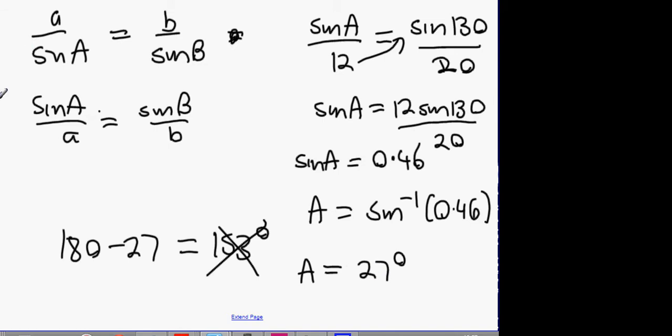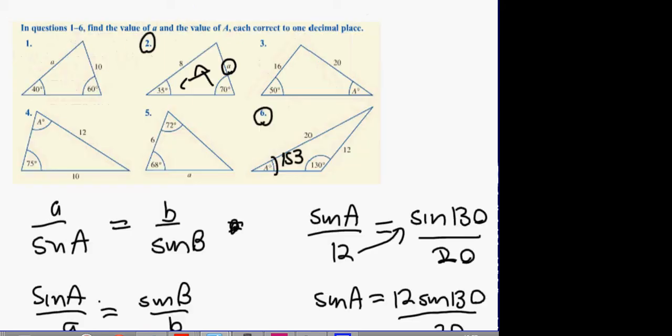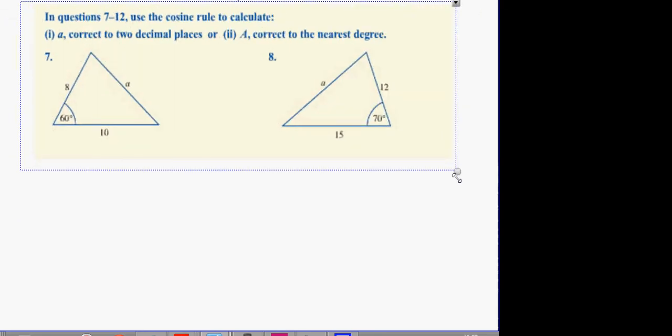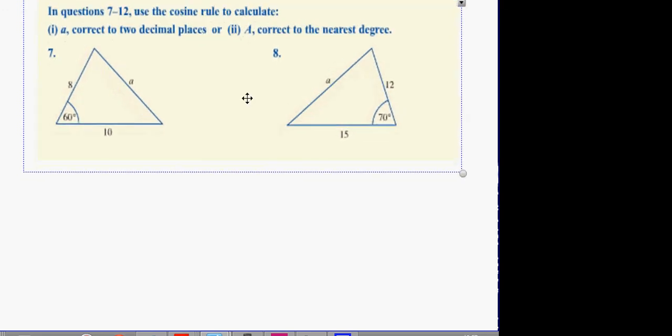Okay guys, moving on. Now, questions 19 and 20. We'll do question 20. Oh wait, sorry, skipped too far ahead. Question 7 and 8. Lads, the next rule you haven't seen before is what's called the cosine rule. I'm going to do the cosine rule for 2 things in this question.